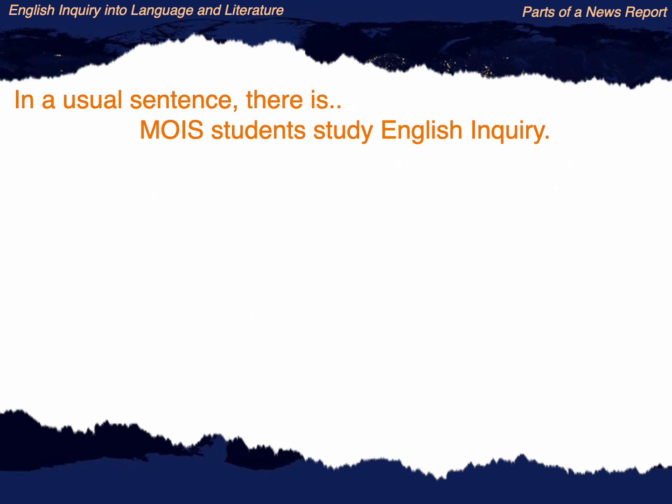Now let's take a look at this sentence. Moy's students study English inquiry. This is a usual sentence, right? In a usual sentence, there is always an action, which here is study. We also call the action a verb in English grammar. Now, if there is an action, who does the action? Yes, Moy's students. So Moy's students are the doer of the action. We also call this the subject in English grammar.